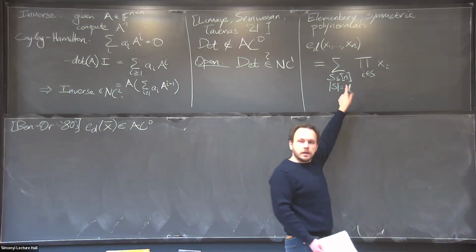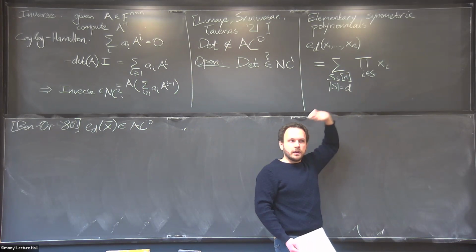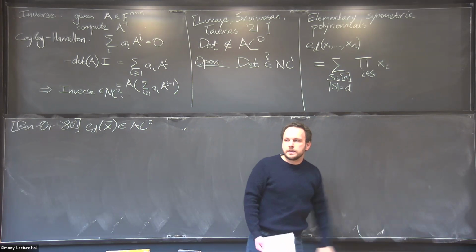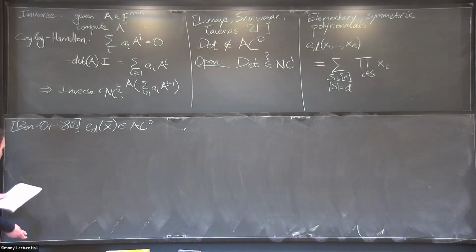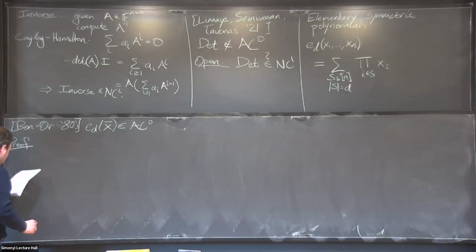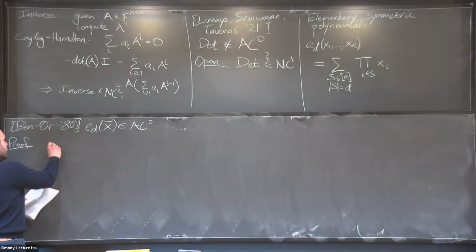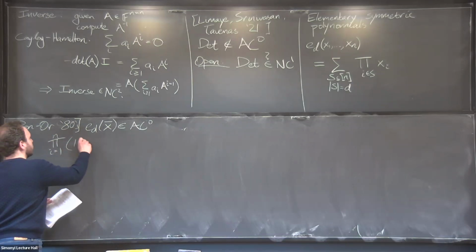Well, this is a constant depth expression, right? It's a sum of products, but it's exponential size. So we have to do better. And the idea is really to use polynomial interpolation. I want to show you the proof, because this is a really powerful idea. So I want to look at this polynomial.